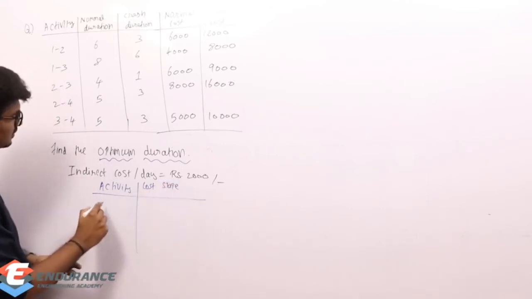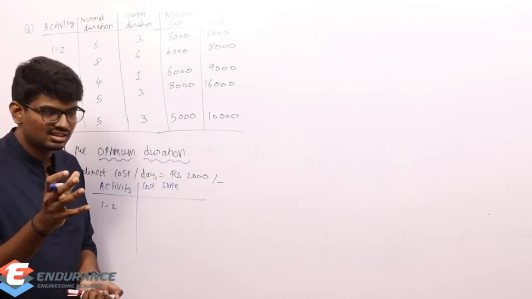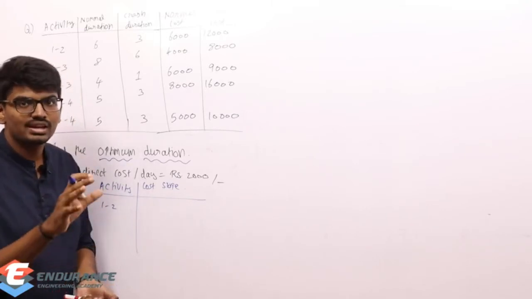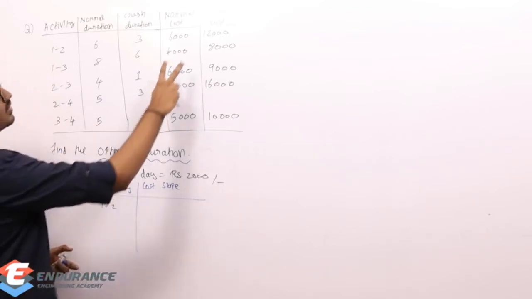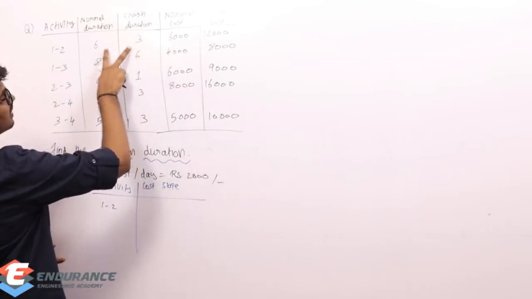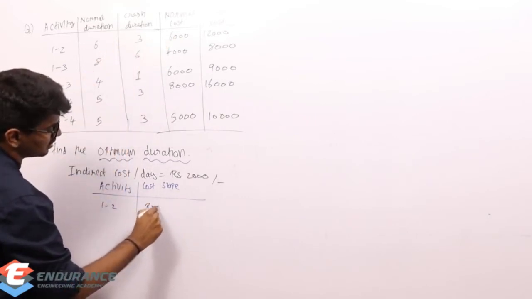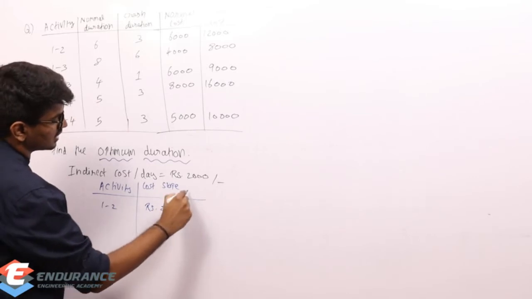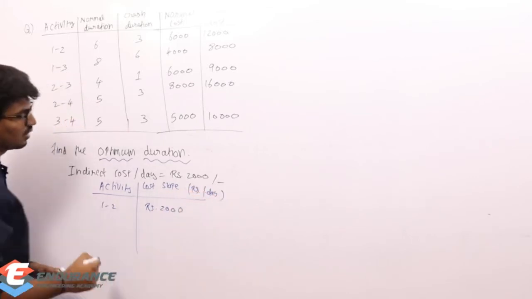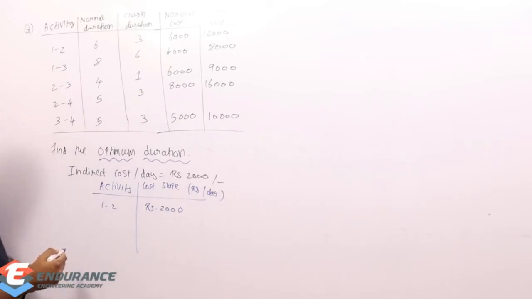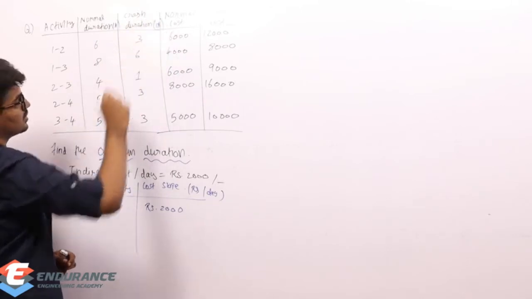For the 1 to 2 activity, what is going to be the cost slope? It is the difference between the crash cost and normal cost divided by the difference between the crash duration and the normal duration. The difference between the two costs is 6,000, and the difference between the durations is 3. So 6,000 by 3 is 2,000. So rupees 2,000. Actually the unit will be rupees per day. Let us consider the durations are given in terms of days.